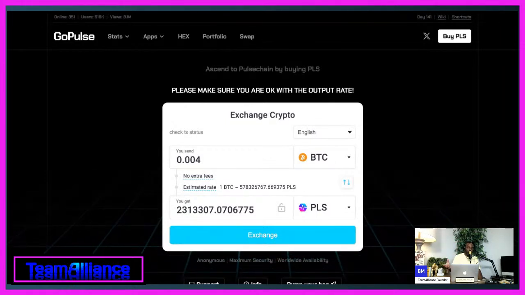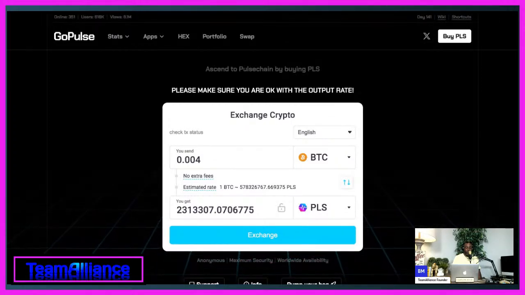If you got Bitcoin, boom, you can buy Pulse. That's what we want. You got Ethereum, boom, you can buy Pulse. That's what we want. You can even use USDC. You can use Binance Coin, whatever you got. Send it, boom, you can buy Pulse on this site. Now, this is how I'm doing it.